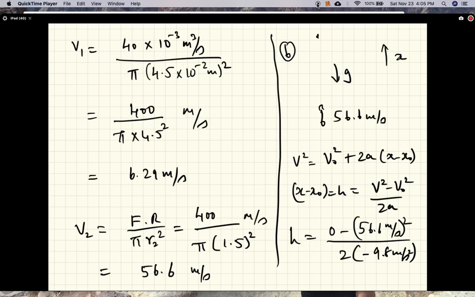And so this height works out in meters, and it's equal to 163 meters. As the problem states, the water of course won't go that high because of air resistance. 163 meters is 200 yards, so about 2 football field lengths. Okay, that finishes that problem.